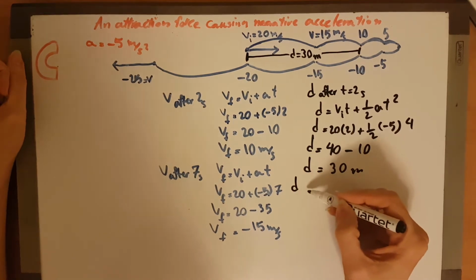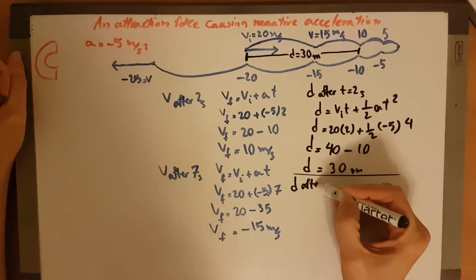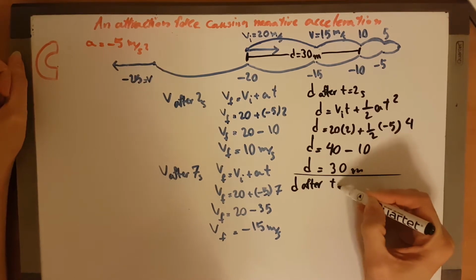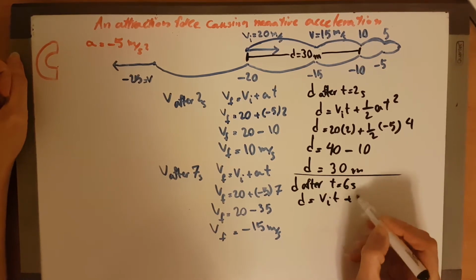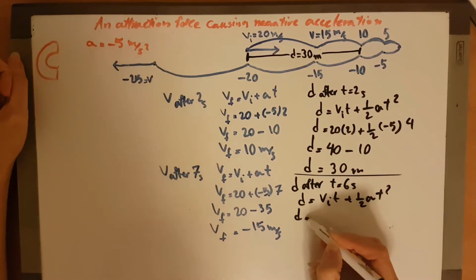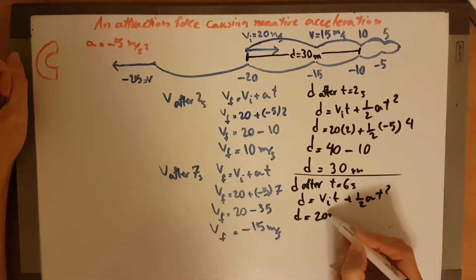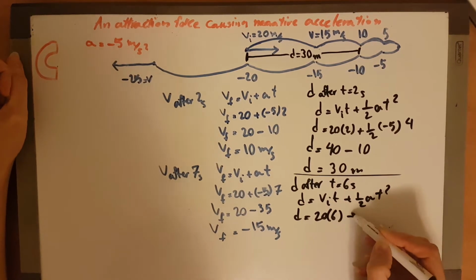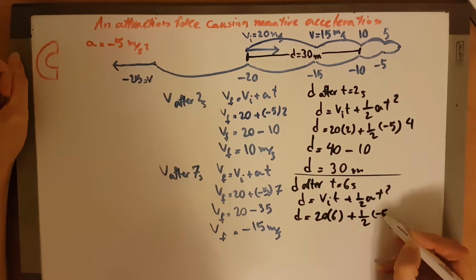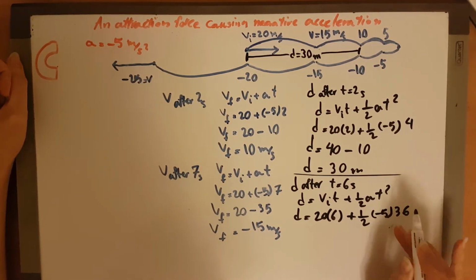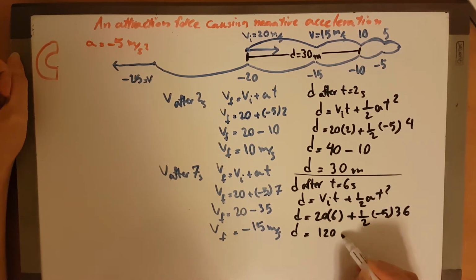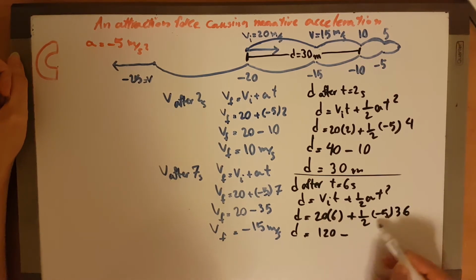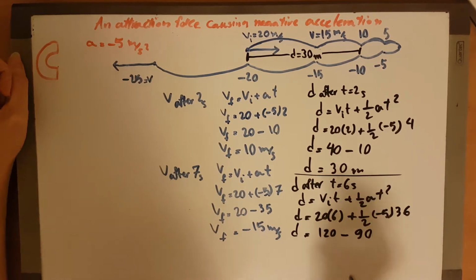And then let's find the displacement after t equals 6 seconds. Let's see what will happen. Of course, the d would be V initial t plus half a t squared. The d would be 20 times 6 plus half of minus 5 times 36. So the D would be 120 minus 90 actually, yeah. And so the D would be again 30 meters.